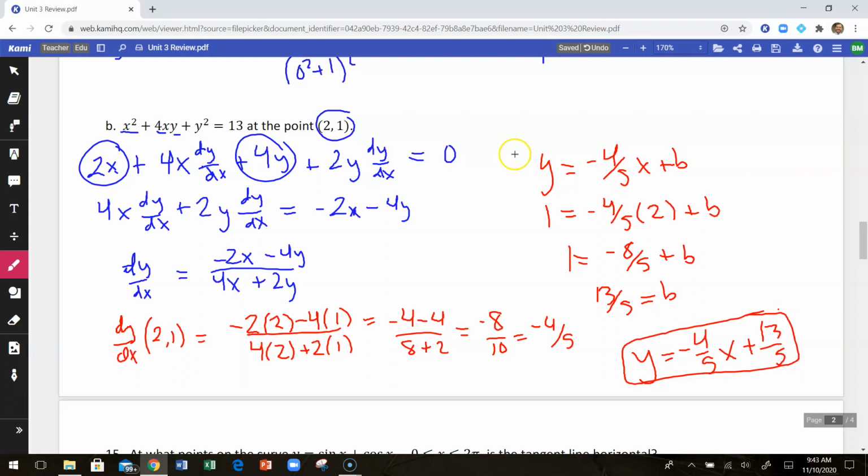So again, equation of tangent line, that's the directions on number 14. Find the derivative, plug in the point, and then use y equals mx plus b.